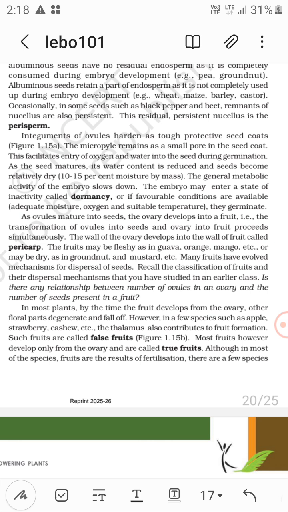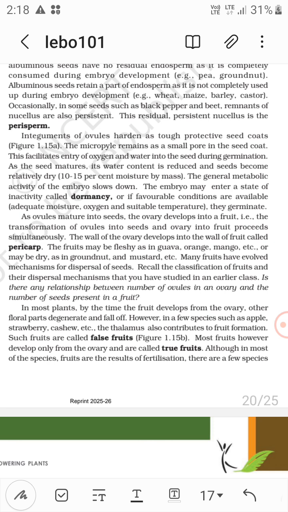In most plants, by the time the fruits develop from the ovary, other floral parts degenerate and fall off. However, in a few species such as strawberry and cashew, the thalamus also contributes to fruit formation. Such fruits are called false fruits. Most fruits, however, develop only from the ovary, and these are called true fruits.